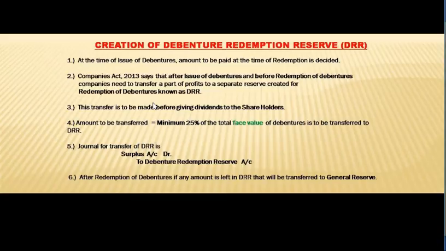Now, how to create this DRR? The journal entry for transfer to DRR is: surplus in the profit and loss statement account debit to debenture redemption reserve account. Clear? A very simple journal entry. You are creating a reserve. Reserves are shown on the liability side of the balance sheet, so we will credit the reserves. And what is debited? Our profits, our surplus. Clear? Now, the sixth point says, after redemption of debentures, if any amount is left in DRR, that will be transferred to general reserve. What does it mean? Let's see.